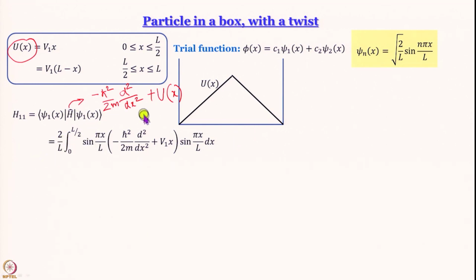2 by L, where does 2 by L come from? Well, psi 1 psi 2, remember, in this case both are psi 1. So, root 2 by L root 2 by L, so I will take root 2 by L outside, then integral between limits 0 to L by 2 sin pi x by L multiplying the Hamiltonian that we have written here. In this case u of x is substituted by v1x because I am integrating only up to L by 2, that operating on sin pi x by L dx.